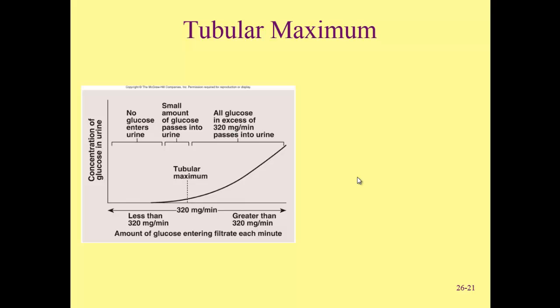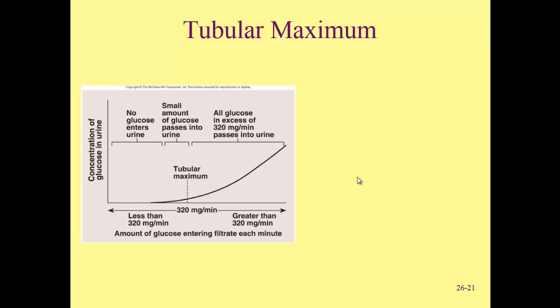Anything more than that, let's say you have 350 milligrams per minute coming into the kidney, how much of that glucose is going to end up in the urine? 30 milligrams per minute, right. So the kidneys can handle 320. Anything over that is going to spill into the urine. So can you see why a diabetic would probably have more than that entering the nephron, and the nephron can't keep up, and as a result, that ends up in the urine.